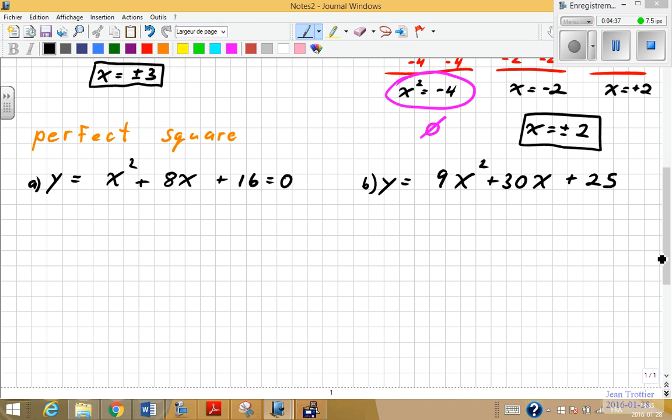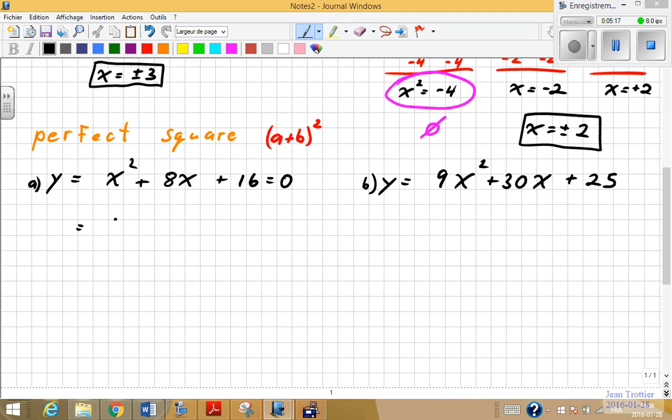Okay, next one, perfect squares. So perfect squares, like in this case, you have something of the form a plus b, squared. So imagine you have a square that has two sides that are the same length. So you'll notice we have 16, that's 4 squared, and 8, that's 4 plus 4, or 4 times 2, so it's double the amount. So that's how you recognize the perfect square.